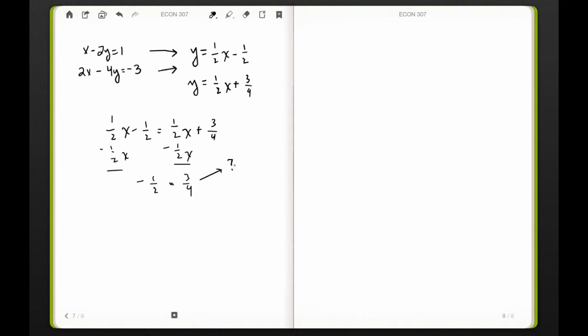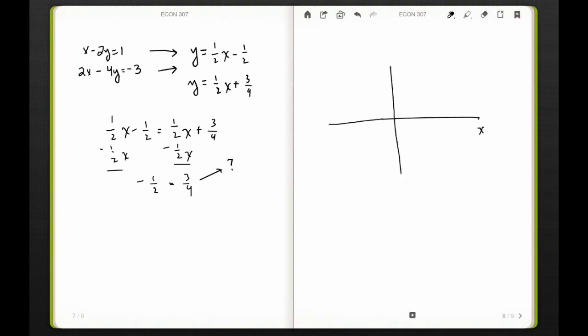So what exactly is going on here? You set everything up correctly. You did the correct math. What's going on? Let's show what's going on with a graph. So I'm just going to do these coordinates here. This is x and this is y.